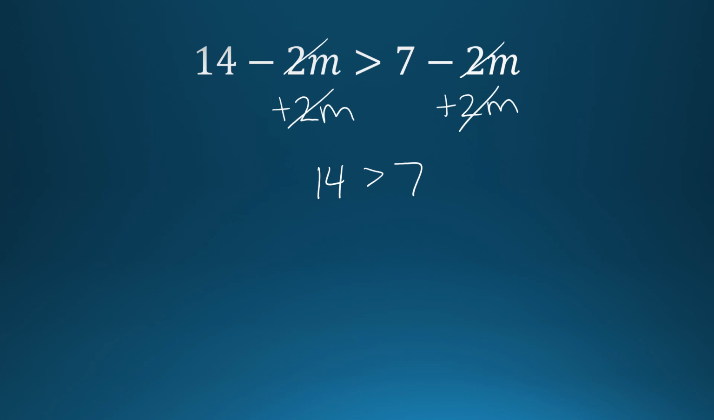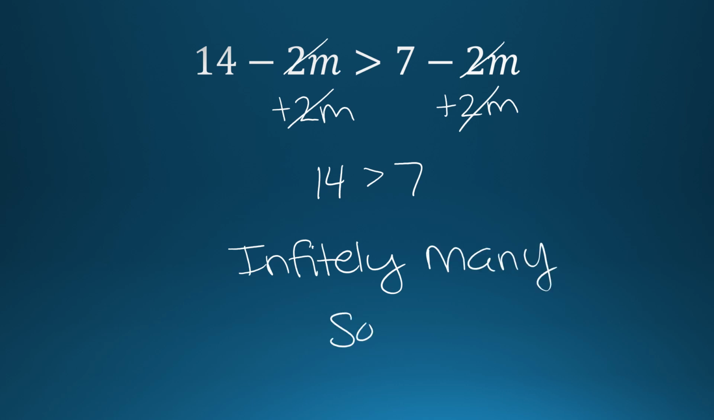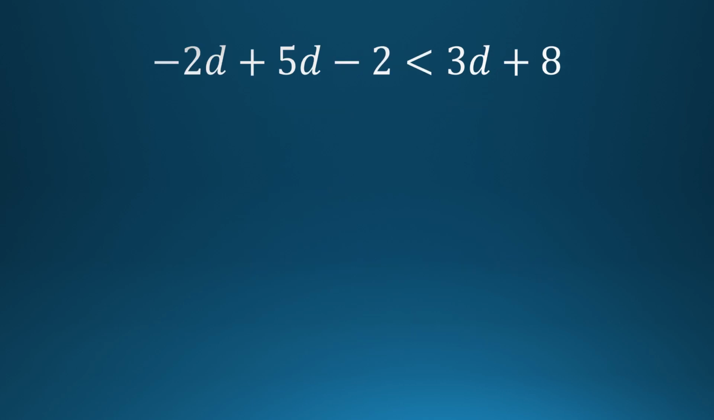So anytime you get rid of your variables and you have a statement that is always true, in this case 14 is always bigger than 7, that's when you have infinitely many solutions. So this is really similar to our no solutions, except no solutions was when you had an inequality statement that was never true. Now we're looking at inequality statements that are always true. Let's look at the next one here.